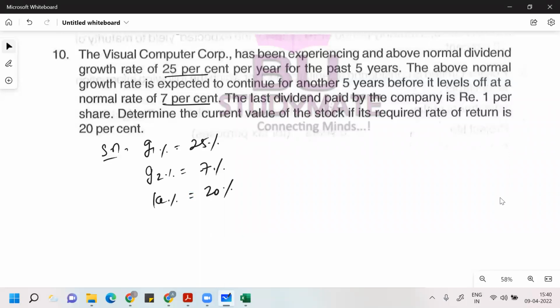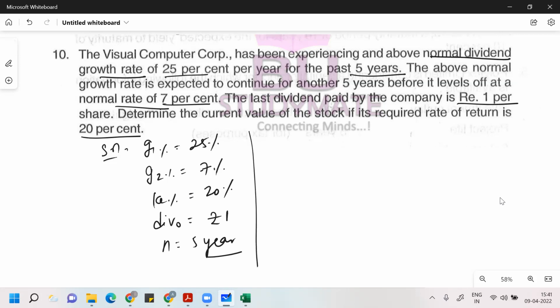20%. Sir, how do we get to know it is two stages? Two growth rates are given: super normal growth rate and constant growth rate. Okay, so the cost of equity is 20%. The last dividend was 1 rupee. Okay, and the time period is 5 years. For the 5 years, the super normal growth rate is there. Okay, so you need to follow the formula, guys.